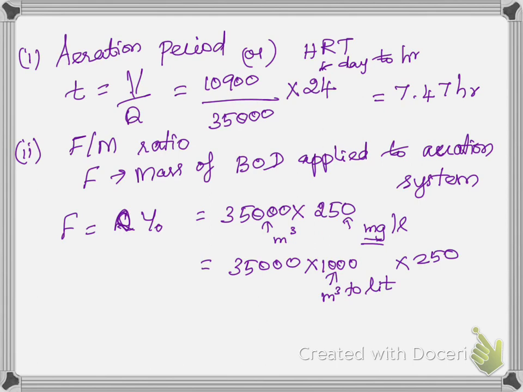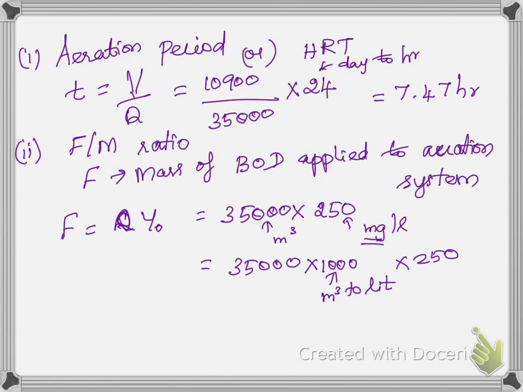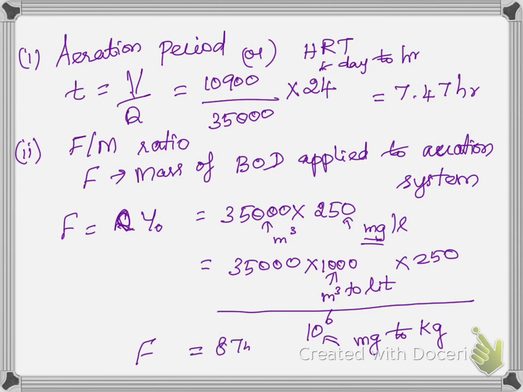But in the problem, they have asked me to determine the answer in kg BOD. So I have to convert this into kg. In order to do that, I have to divide by 10 power 6, which is for milligram to kilogram. So when I do this, I will be getting my F value as 8750 kg per day. Hope you understand.